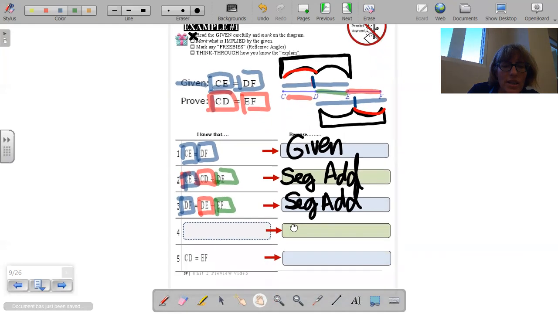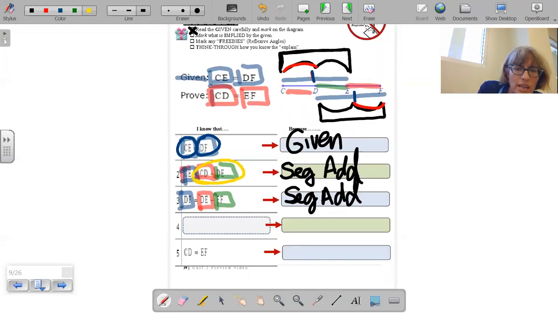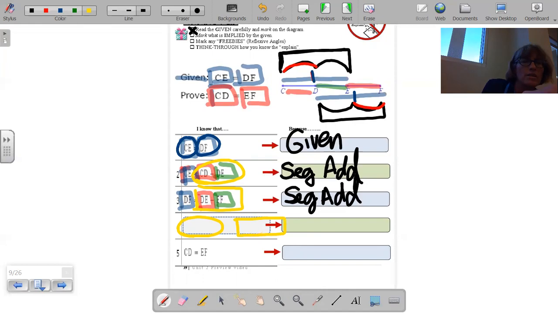Somehow we're trying to connect the two reds. So do you see in this step, if the two blues are equal, that means I can swap out CE and put this here, and I can swap out DF. Notice I'm boxing and circling, put that there. I could swap one thing out, put something else in its place, which I'm going to do right now.